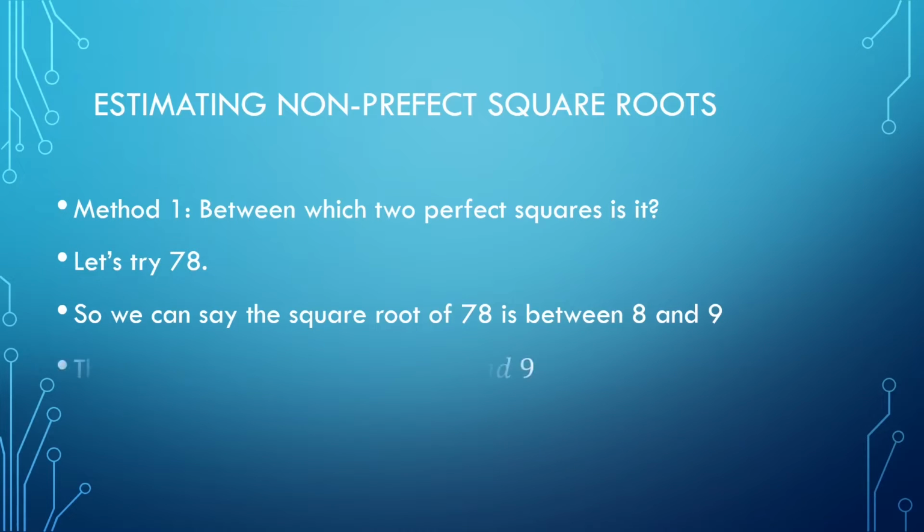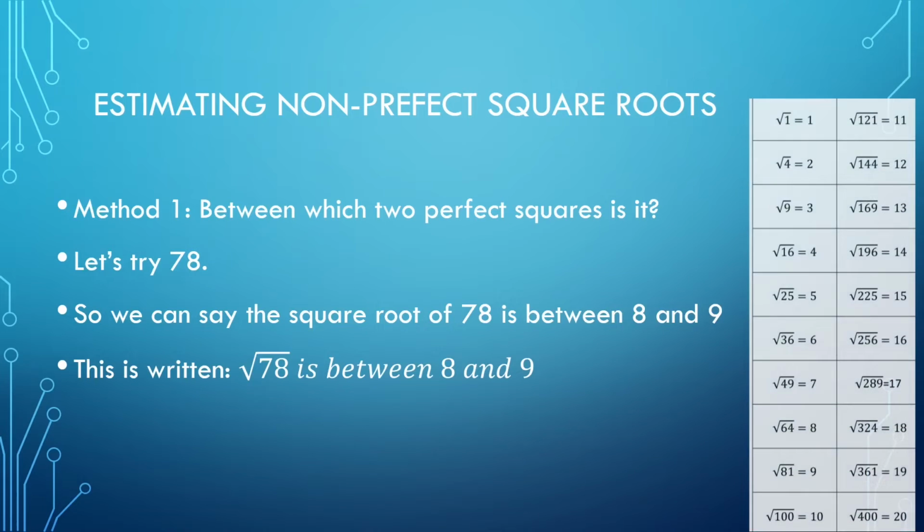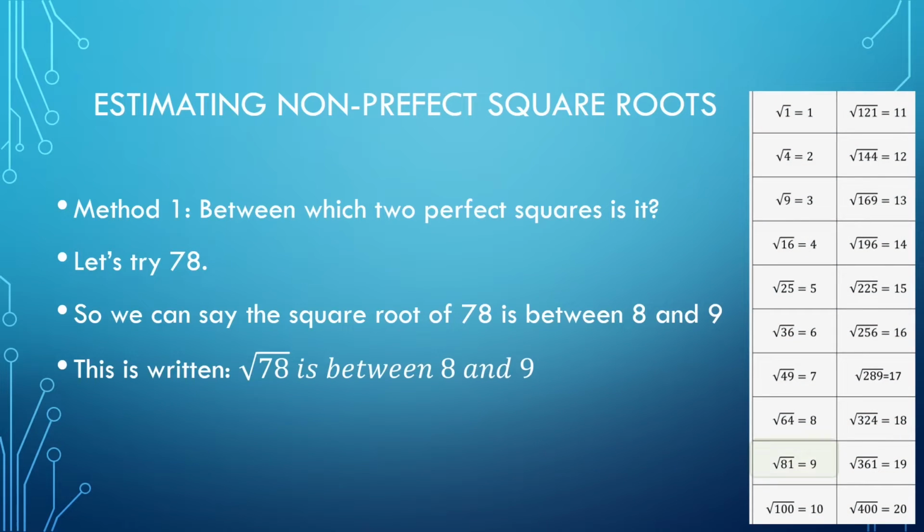If you're going to write this using the radical notation, and the radical is that little square root symbol, you write the square root of 78 is between 8 and 9. To show you how I found this, let's look at a part of a square root list. Here's all of the perfect squares up to 400 and the square roots up to 20. I know that 78 is more than 64 and less than 81, so its square root must be between 8 and 9. Although I can't tell you exactly what it is, that's still an acceptable answer.